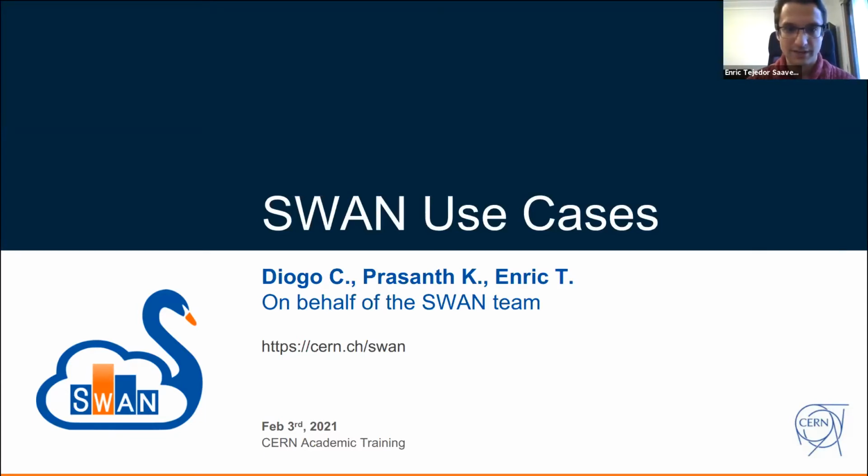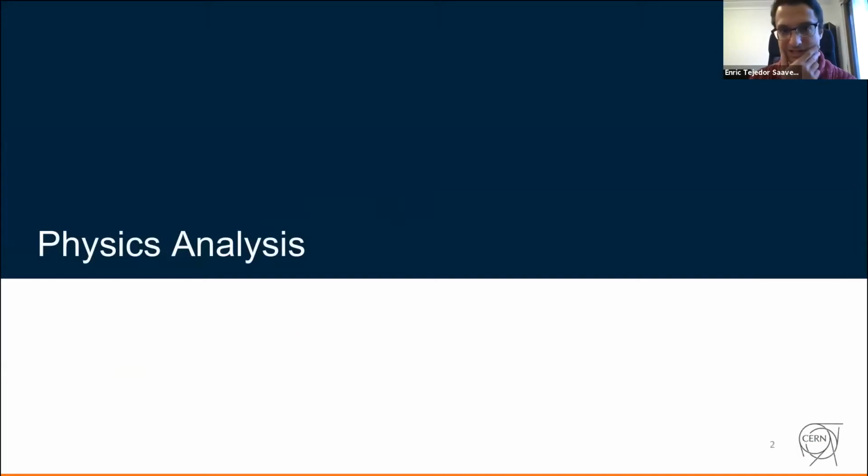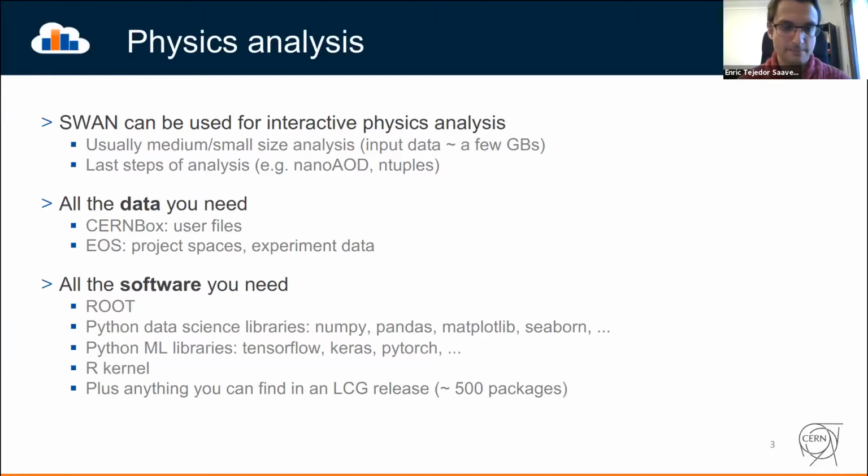So I'm going to start with the first use case that we selected, which is physics analysis. I already introduced this yesterday. SWAN can be used for doing interactive physics analysis. It's usually not a big analysis. It's rather medium to small size. This means that the input data is maybe some gigabytes, and it's in a simpler format like NanoAODs or n-tuples. We will see an example with NanoAODs today.